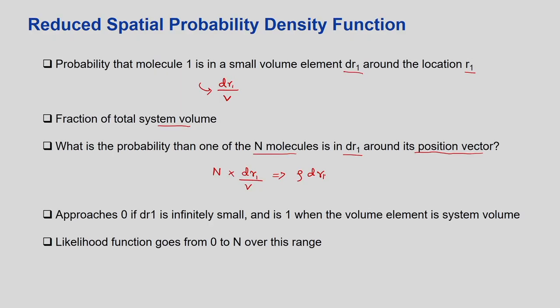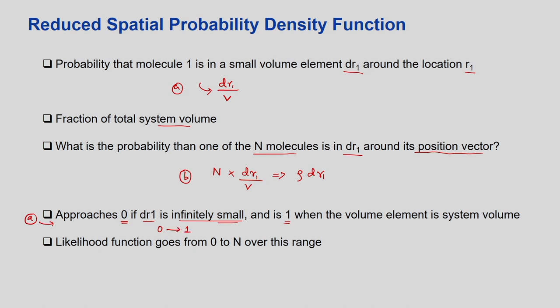Now, there are two differences when I talk of the ranges. Let us say this is A and this is B. For A, it means the probability will approach 0 when dr1 is very small. And it will be exactly unity when dr1 is equal to the system volume. So, the range is from 0 to 1 when you talk about the absolute probability.